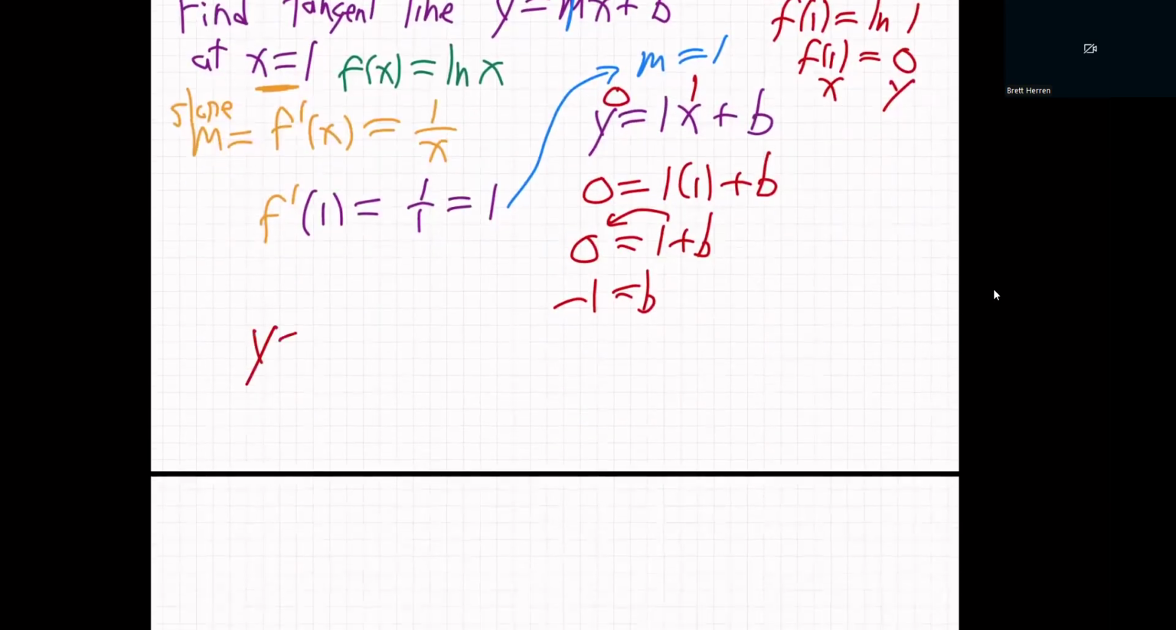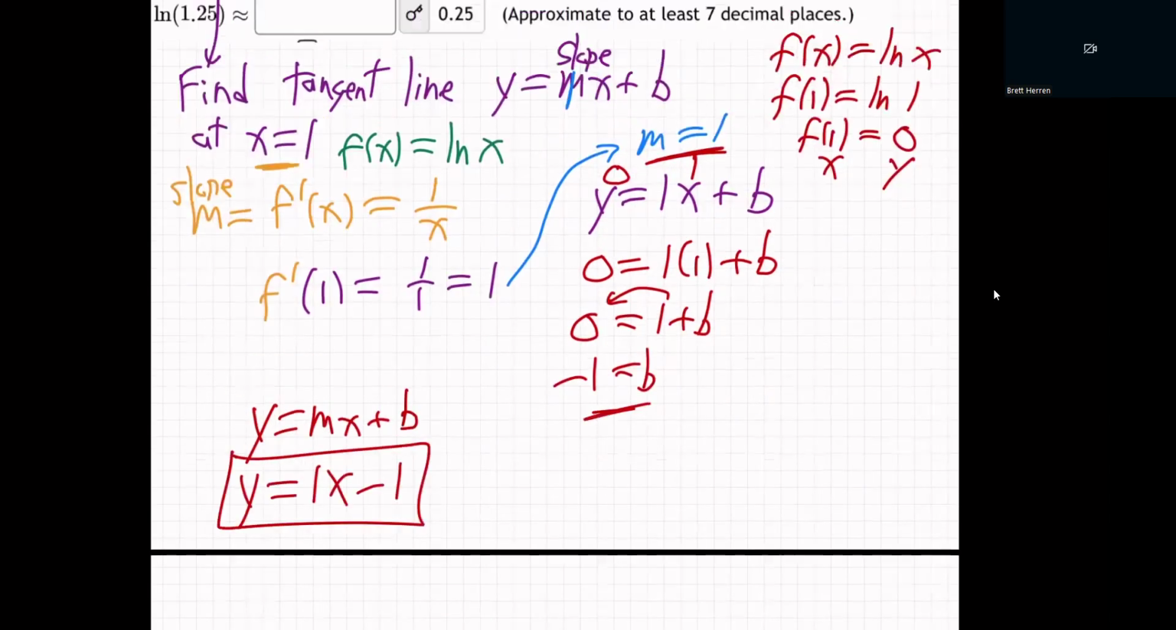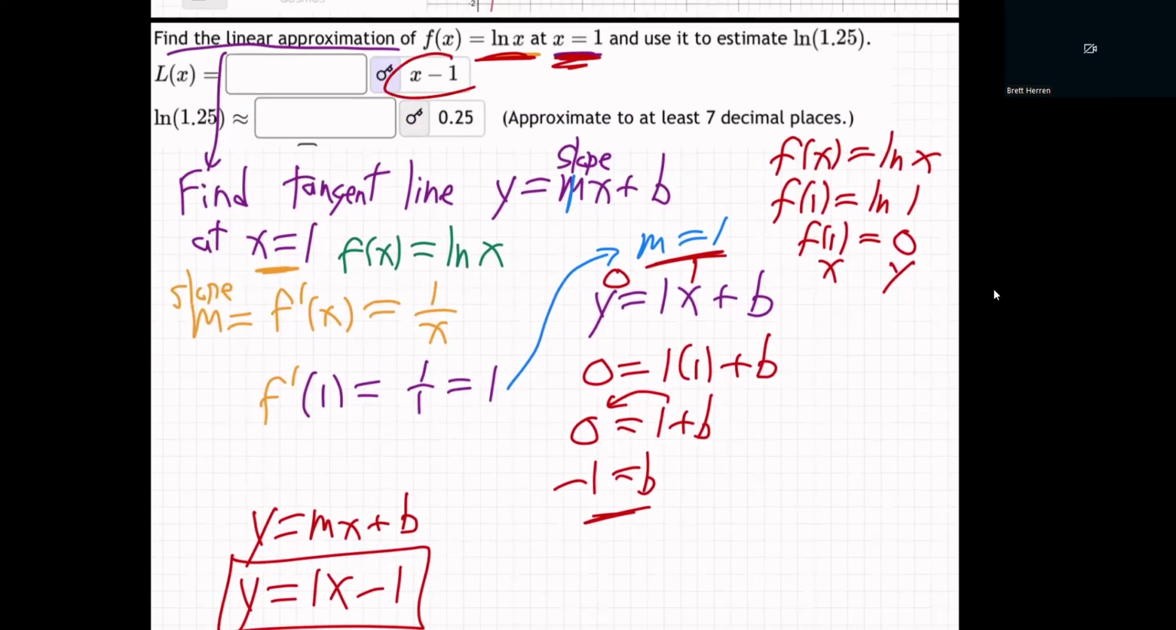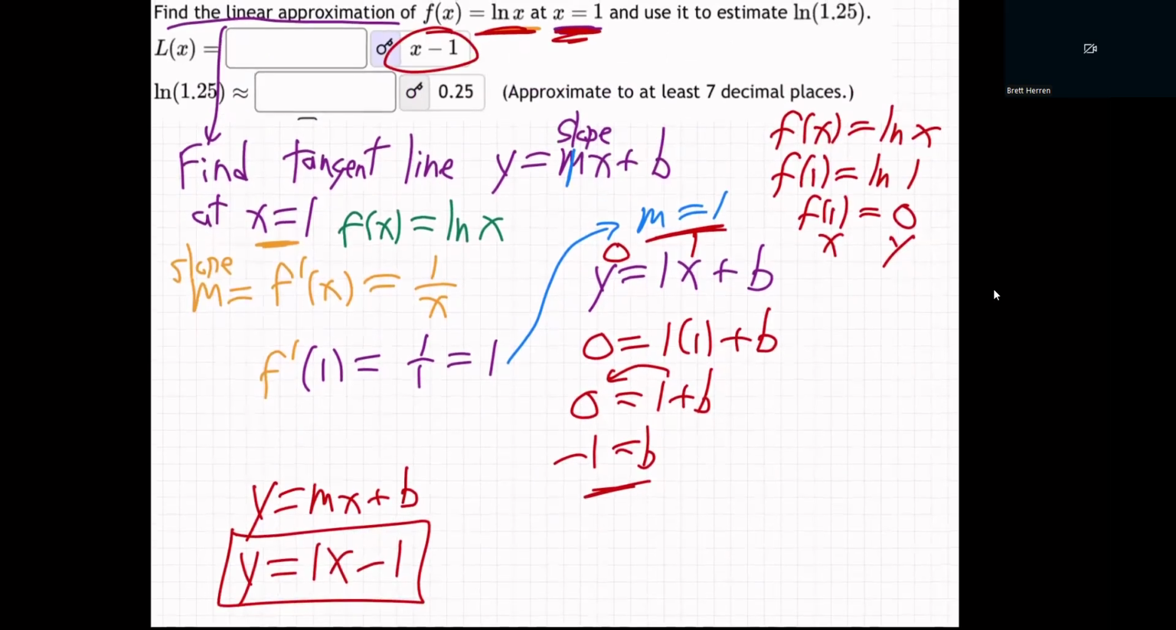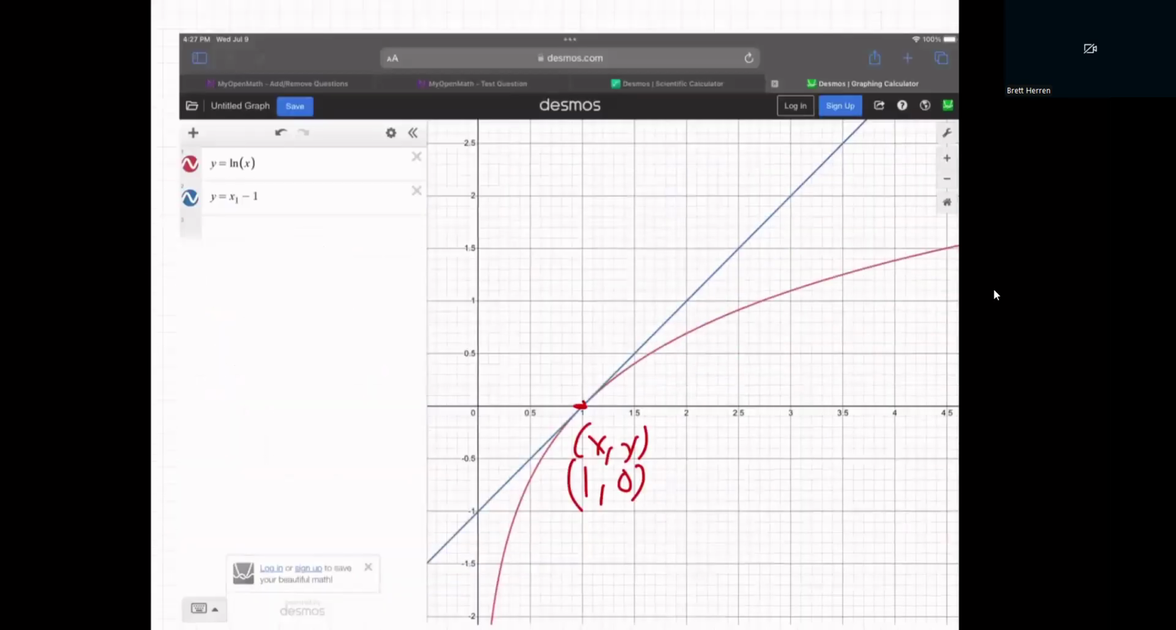So now I've got the equation. It is y equals mx plus b. It's y equals m is 1. B is negative 1. So there is the equation of the tangent line. So that's how they got that first answer. That's the equation of the tangent line, that blue line. That's the equation of this blue line. You can tell it intersects the y-axis at negative 1. Its slope is 1. It goes up 1 over 1, up 1 over 1.